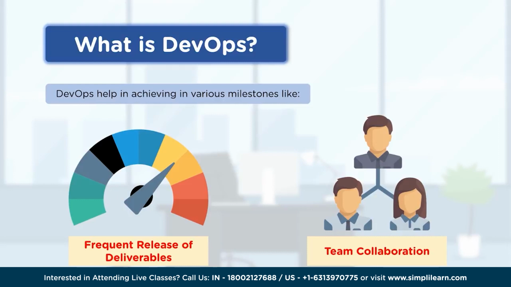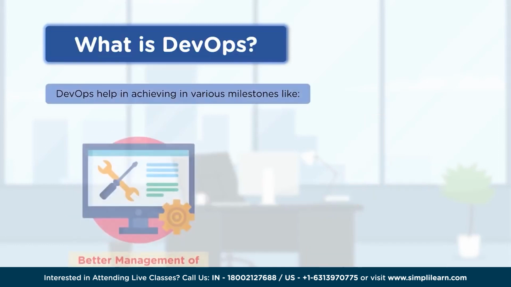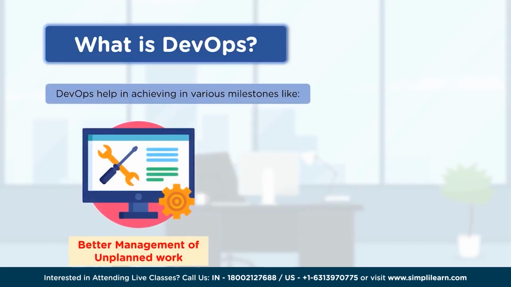So these are the prime milestones which we achieve with the implementation of DevOps into our project. Another one is that it helps to get better management. So effective and efficient management is what we get with the help of DevOps, because ultimately you have redefined your processes, you have implemented certain development tools, certain automations, and that really helps you to increase the overall management of all your unplanned work. So the planning is something which got really improved with the help of DevOps.